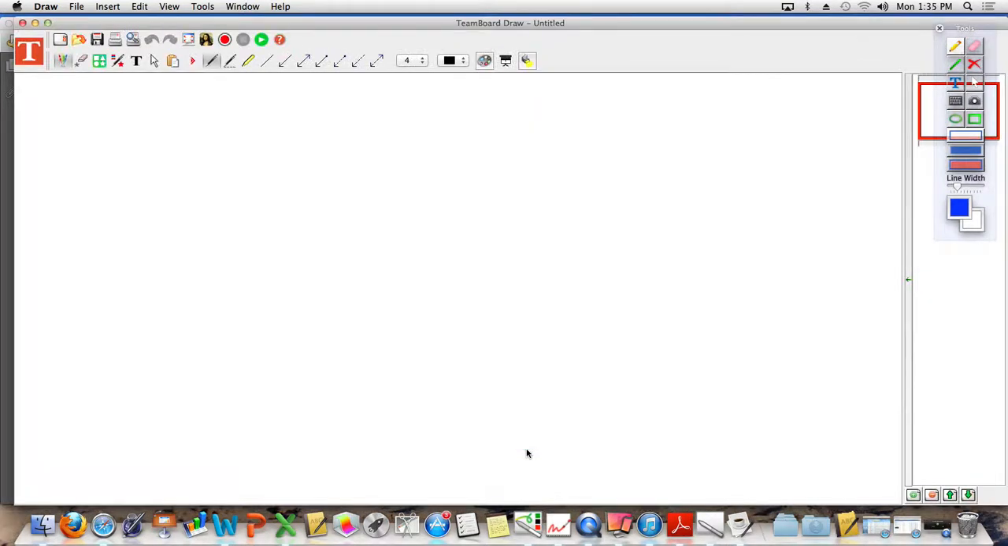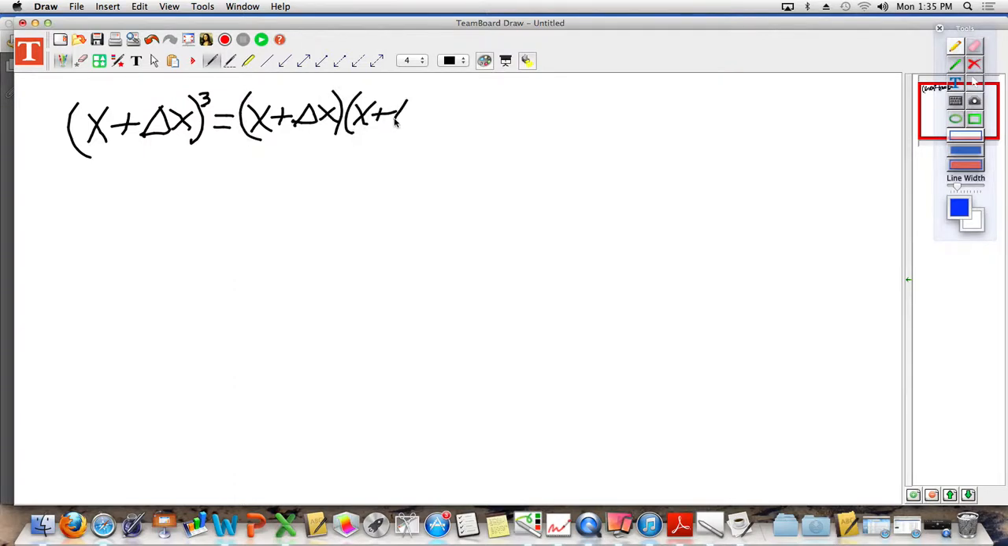Alright, this is what we're going to do. x plus the change in x, we're going to cube it. So when you take x plus the change in x and you cube it, that really means x plus the change in x times x plus the change in x times x plus the change in x.